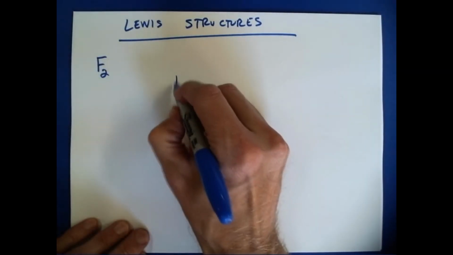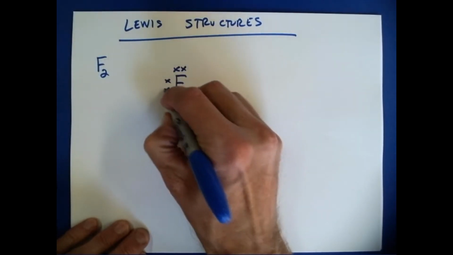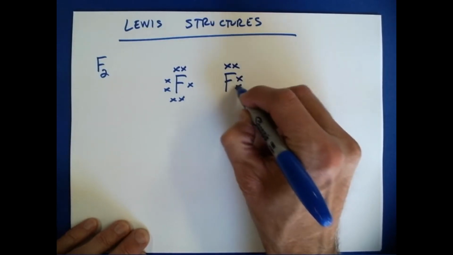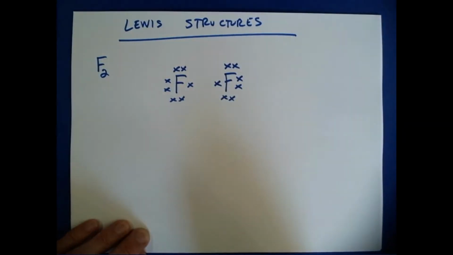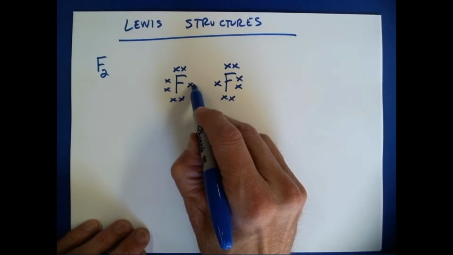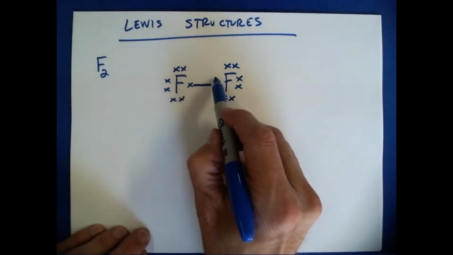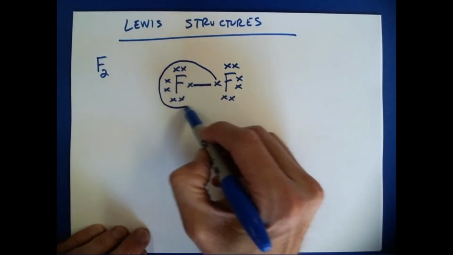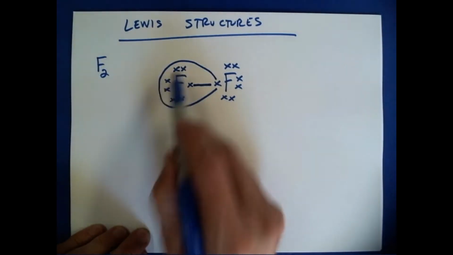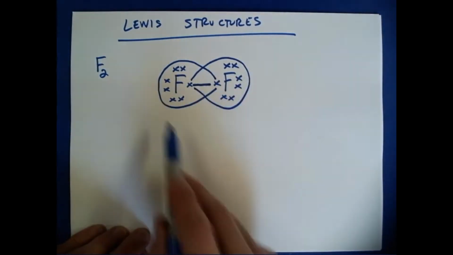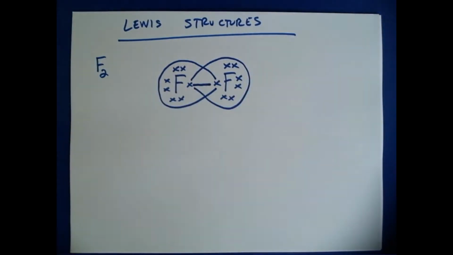So I'll draw one fluorine atom with 7 valence electrons, and then I'll draw a second fluorine atom with 7 valence electrons. And we notice that by having each fluorine atom share one electron with the other one, if you count the electrons that are shared and the other electrons in the valence shell, both of the fluorine atoms feel, so to speak, as if they have 8 electrons in their valence shell.